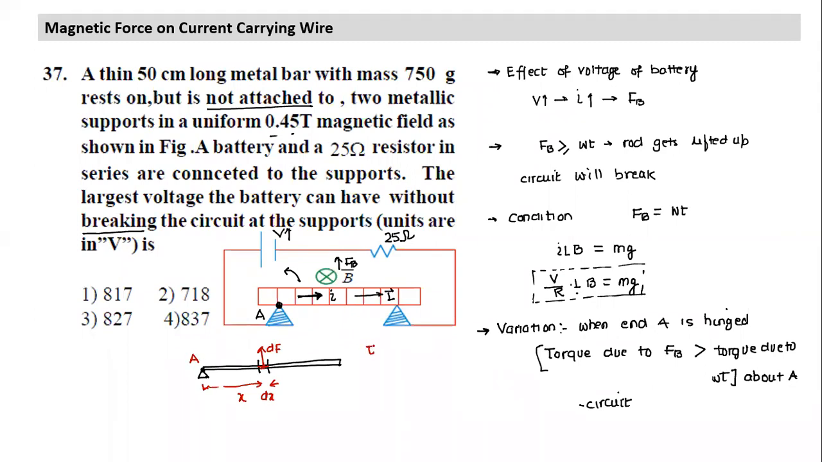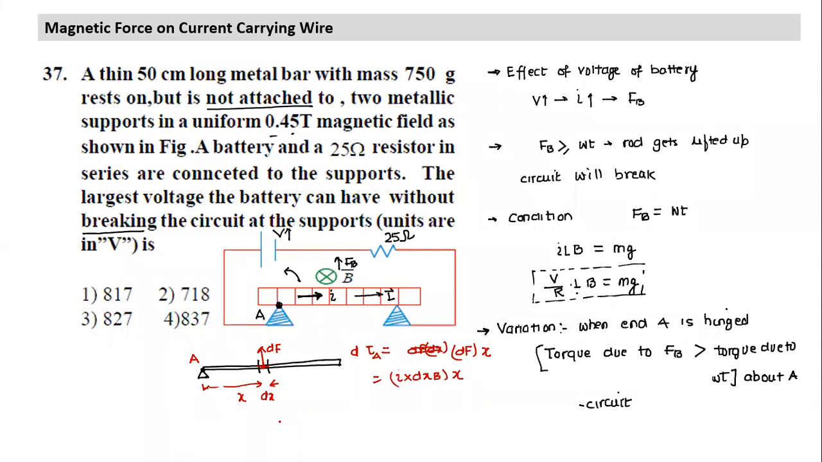Torque about A is the force multiplied by its perpendicular distance. Actually, because of symmetry, I can take the total force acting at the center of mass. But if I'm not sure, I can calculate this torque. What is d tau equal to? df into x, the force into the lever arm, the perpendicular distance of the force from A. And what is df here? The magnetic force on this small element, I into dx into B, so df is I B dx.